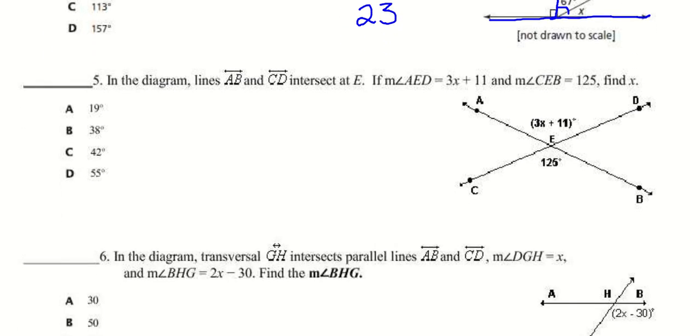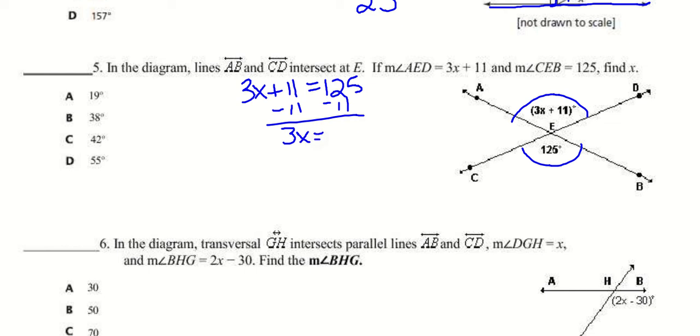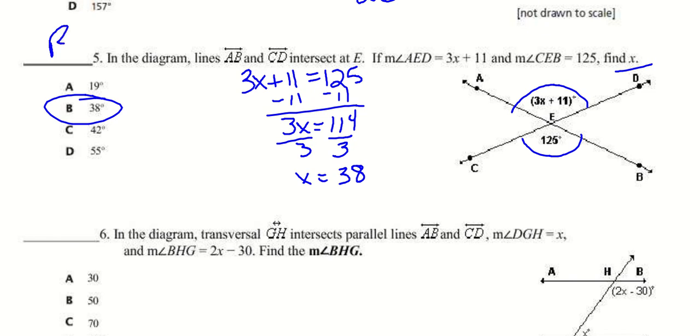All right, a little bit tougher here. So now I have these two angles, which are vertical angles, and they're equal. So I can set up my equation, 3x plus 11 equals 125, and then just solve for x. Move that 11 over first: 3x is equal to 114, and then I divide by 3. And we get 38 for our answer. Now be careful, it doesn't say what's the measure of this angle. It does say find x, so that's how I know it's going to be 38. I don't have to plug in there. So put B in the line.